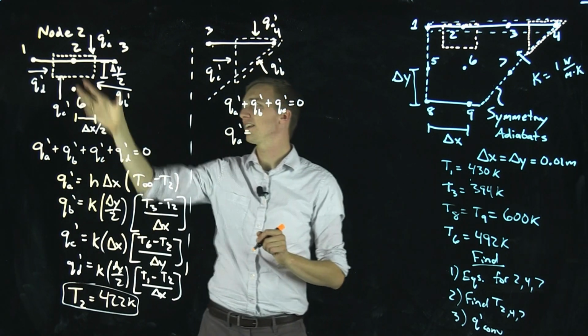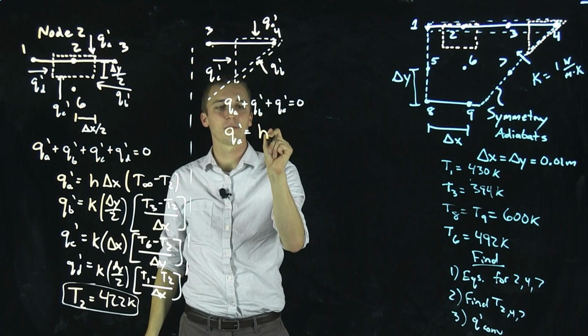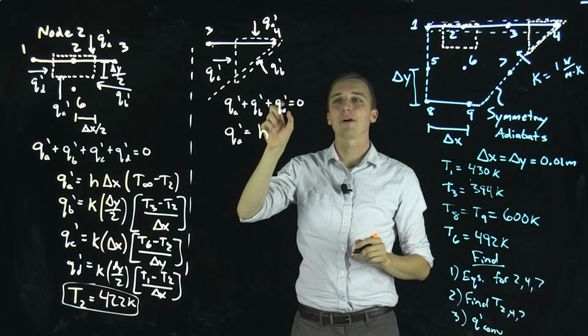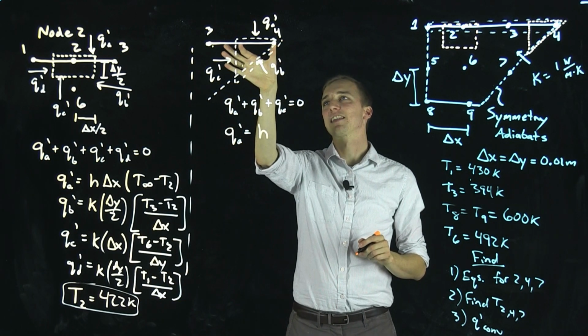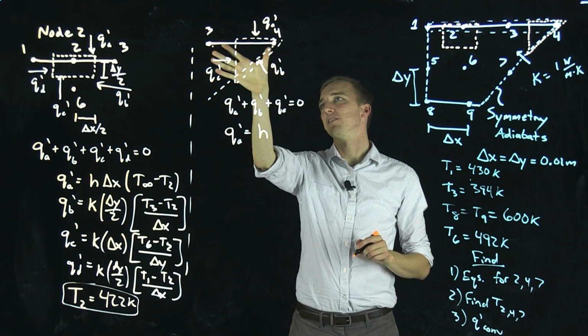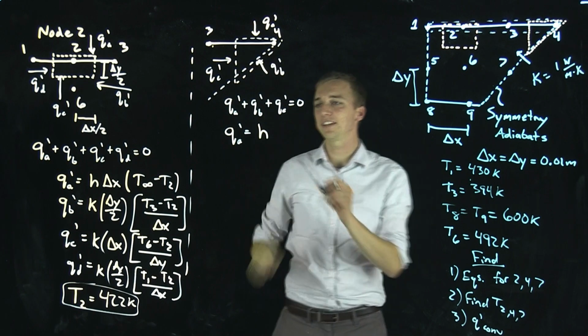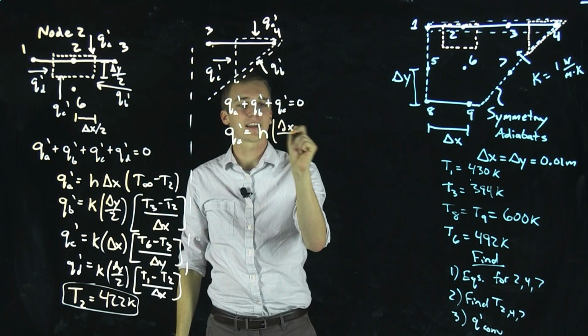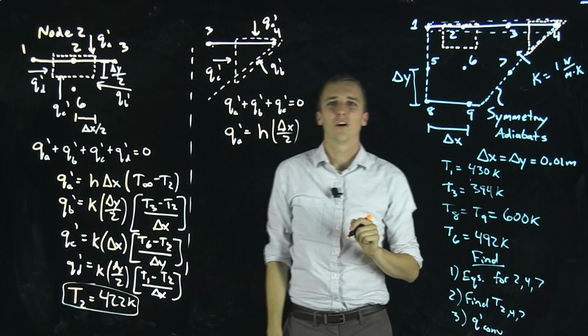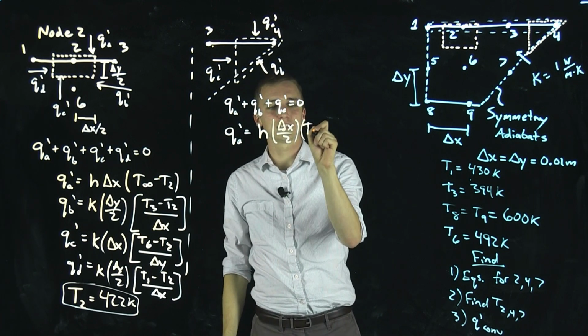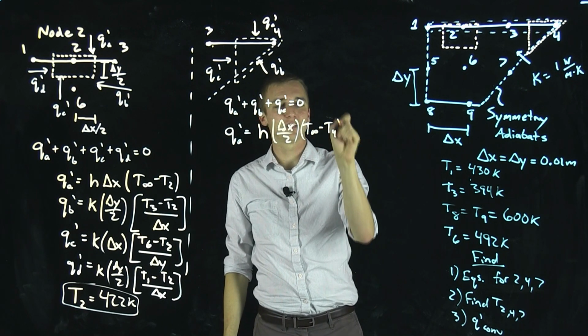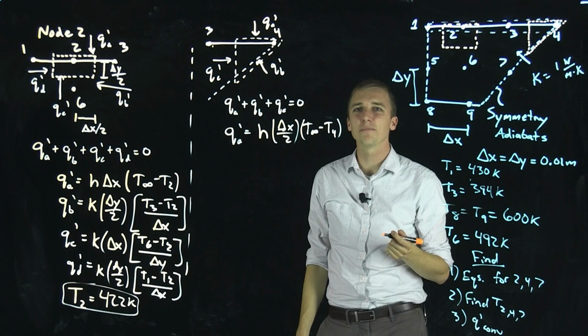Again, just like here where we had QA, we start with h. Now multiply by the area or the length that convection is occurring over. Remember, delta x is the distance between nodes. Our control volume is half that distance, so it's delta x over 2. Okay, then we multiply by the difference in temperatures following the direction of heat transfer we've selected, T infinity minus T4.